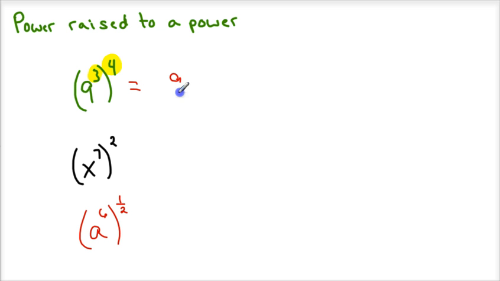Take the base and multiply the exponents. So this becomes 9 to the 12th power. 9 to the third raised to 9 to the fourth is 9 to the 12th.